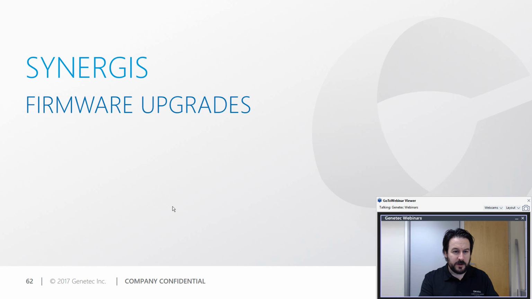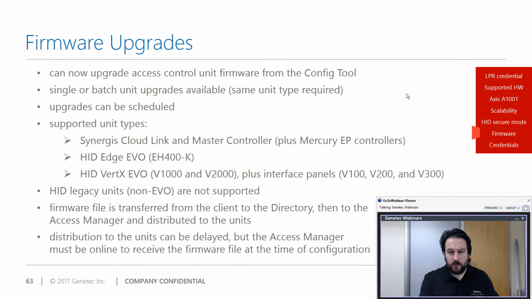Okay, so firmware upgrades. We can now do this. We can schedule it, or we can do them in a batch from the config tool. This is something we can do on units of the same type. So if I have a Synergis CloudLink and an HID unit, I can't batch those together. I'm going to do all my Synergis CloudLinks first, and then I'll do all my HID units next, kind of thing.